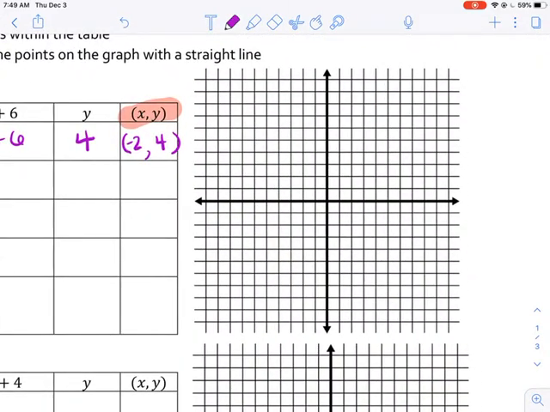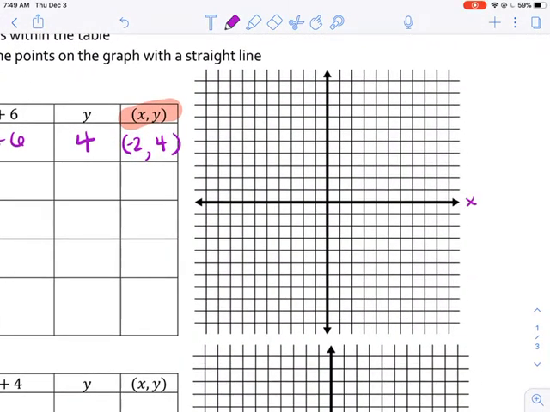Now remember, your x-axis is the horizontal one and the y-axis is the vertical one. And negatives will be to the left on the x-axis. So I'm going to put -2 and then go up 1, 2, 3, 4. That's my point, -2, 4. So that's my first point on my graph.